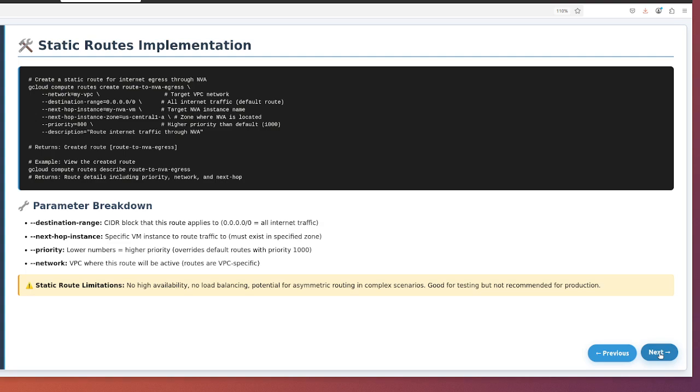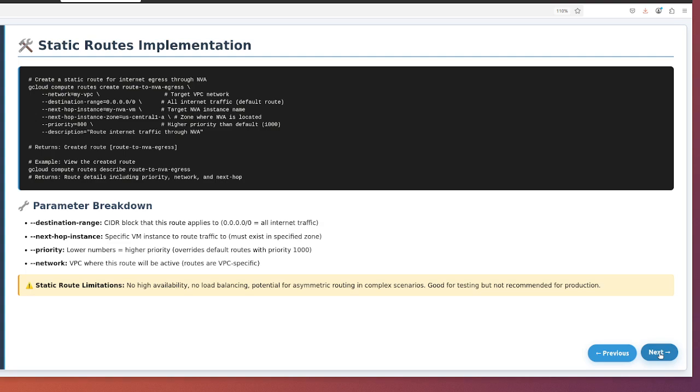The destination range parameter is the CIDR block this route applies to. Using 0.0.0.0/0 means this route applies to all internet-bound traffic, essentially creating a default route. This is common for egress inspection scenarios where you want all outbound traffic to go through your NVA. The next hop instance parameter points to your NVA virtual machine. This has to be the exact instance name, and you also need to specify the zone with the next hop instance zone parameter. This tight coupling to a specific instance is one of the limitations of static routes.